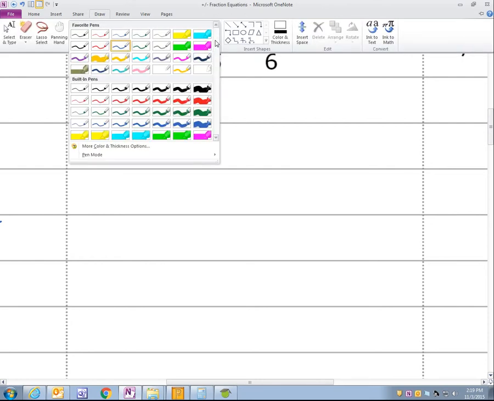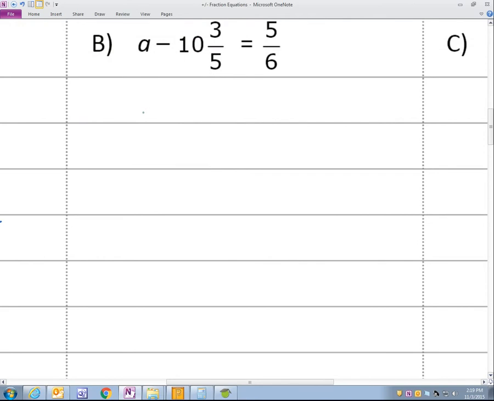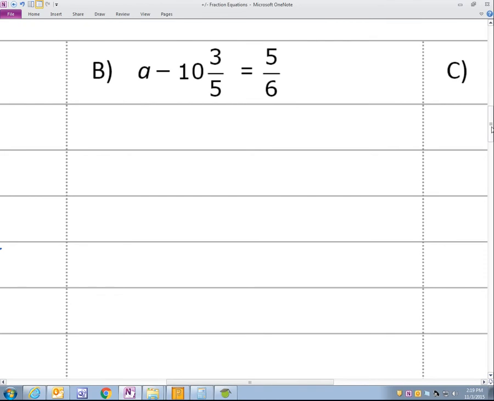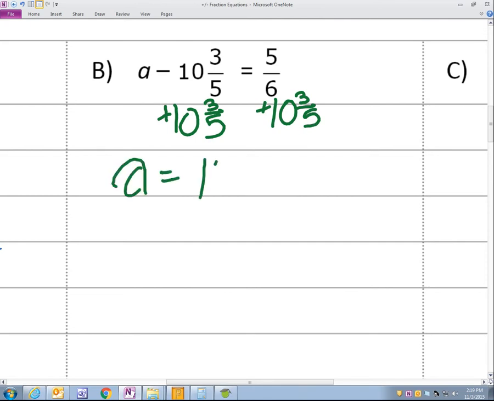Now we have one that's a little bit different. Here, what's happening to the variable is 10 and 3/5 is being taken away from A. So that means we need to add 10 and 3/5. I'm going to rewrite this. A is all by itself now, so it's happy. 10 and 3/5 plus 5/6.